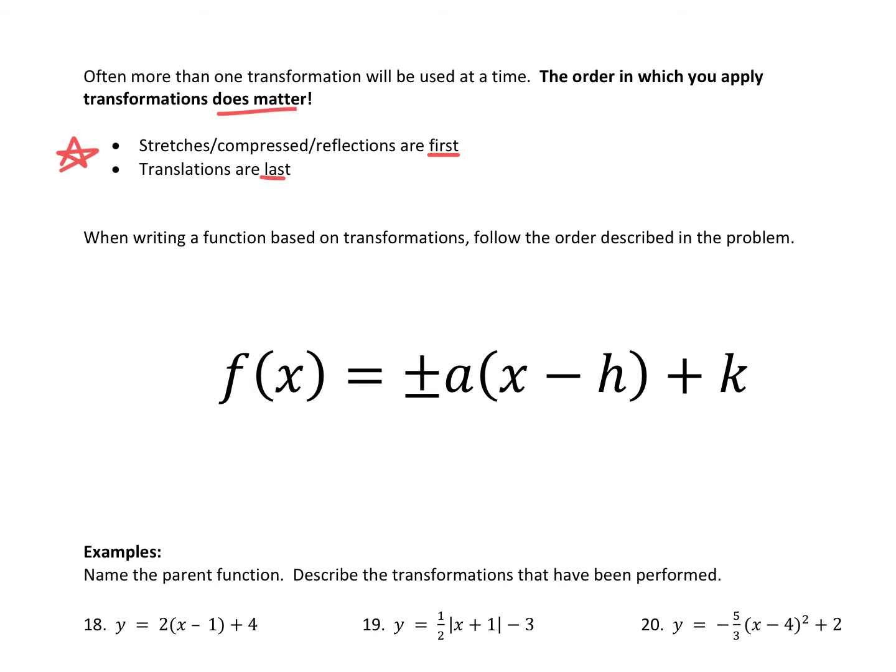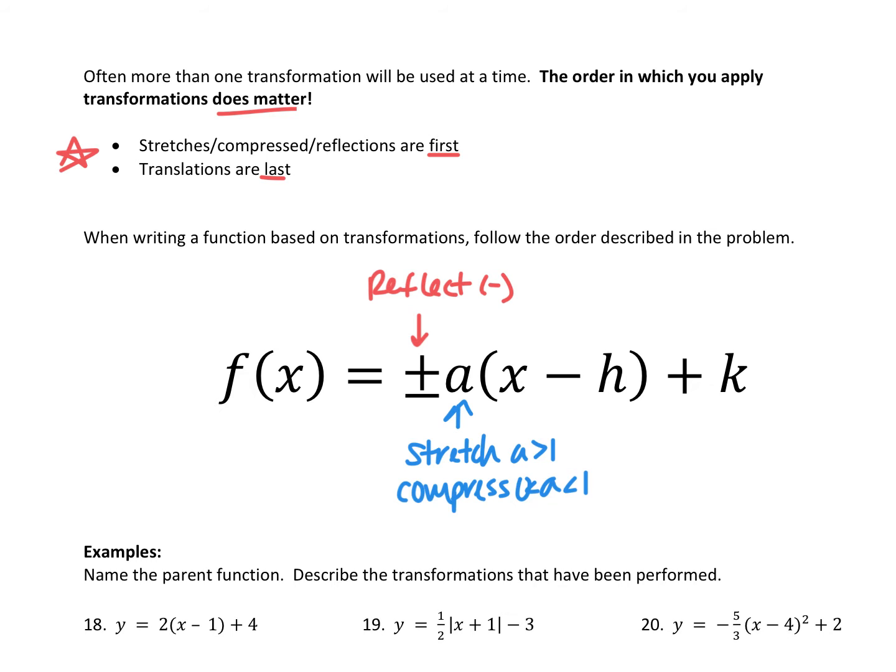Let's look at just a general form of transformations. If you have a negative sign out in front, that will cause it to reflect. The a value in front will either cause it to stretch, if a is bigger than 1, or compress, if a is between 0 and 1. Okay, your h value here will make it shift left if it's positive, or right if it's negative. And then your k value at the end is your up if it's positive, or down if it's negative.